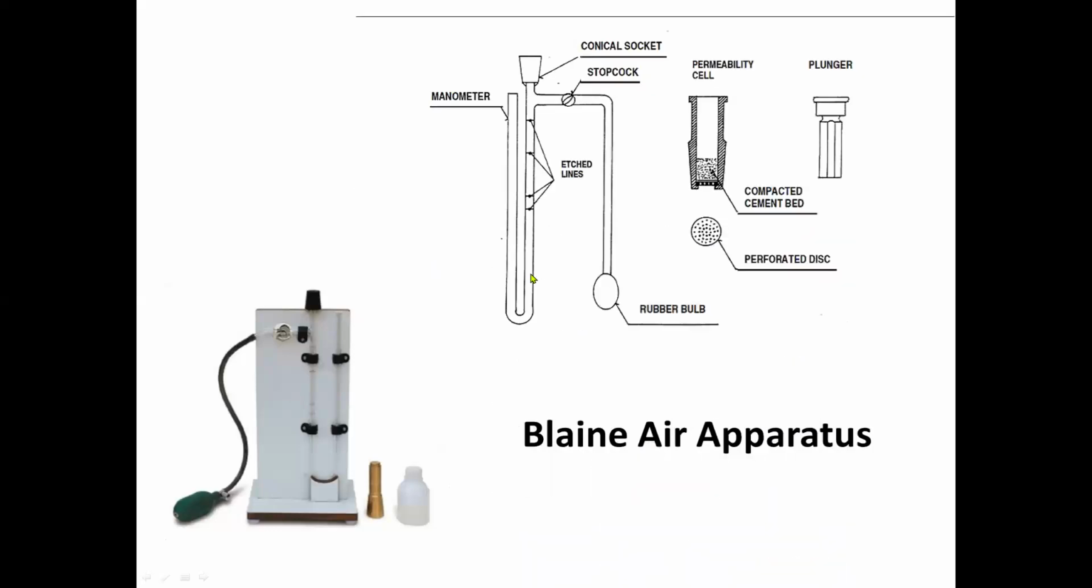This is now what we call the Blaine air apparatus, to be followed by its different parts. Blaine air apparatus consists of the following parts: the manometer, the conical socket, the stopcock, etch lines, rubber bulb, perforated disc, permeability cell, and the plunger, including the compacted cement bed.